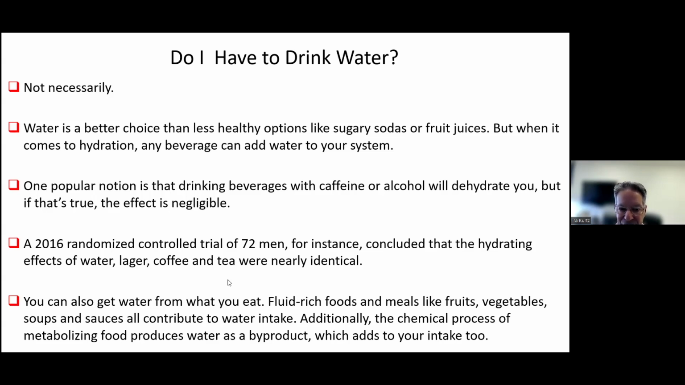You generate about a third of a liter, or about a glass and a little bit of water a day just from the biochemical metabolism of the food you eat. Water is one of the byproducts. Even though you didn't ingest any water, you generate it in your body, but it's about half a glass to a glass.